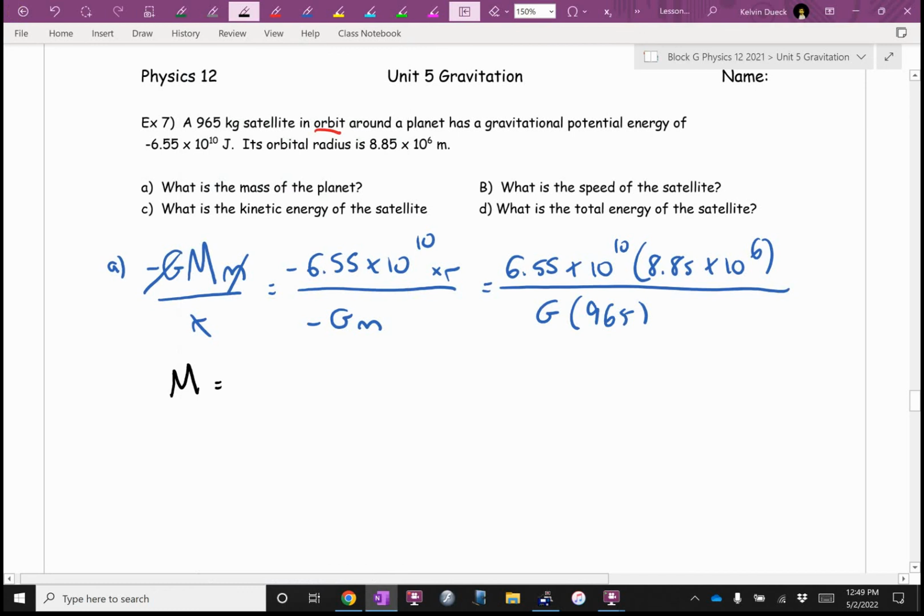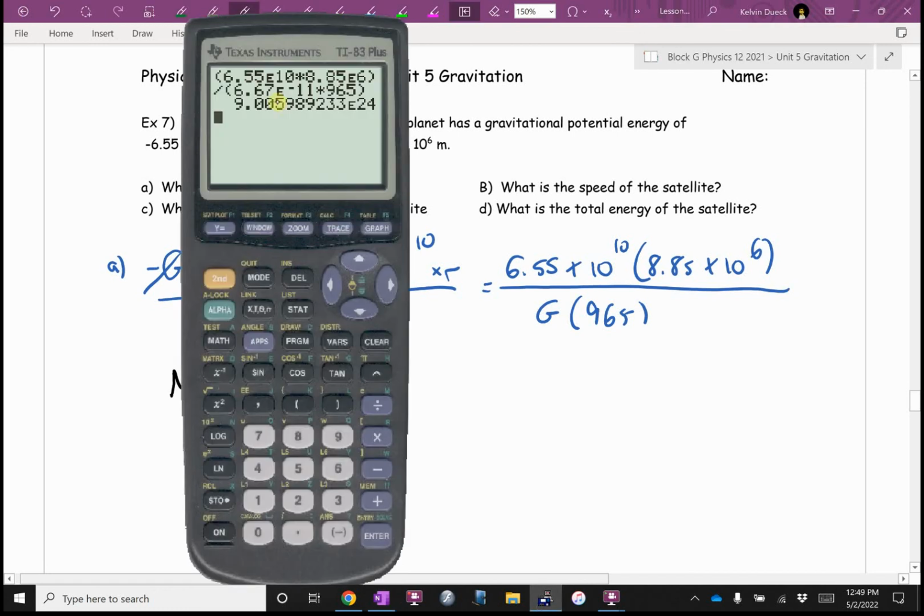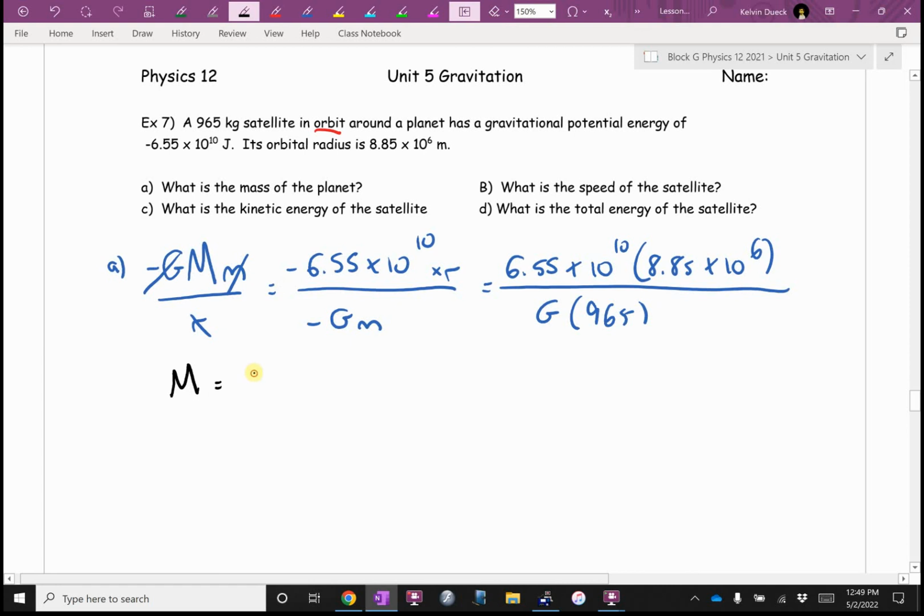I'm actually on the suspicion that I'm going to use this number. I noticed next to that 5, there's a 989. I'm going to write this as 9.006, and then I'll write it as 9.01. Mass is kilograms. Okay.